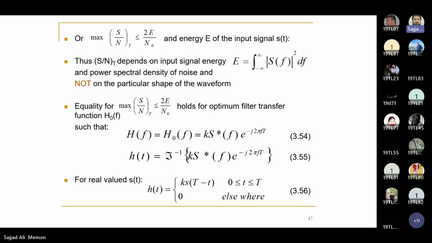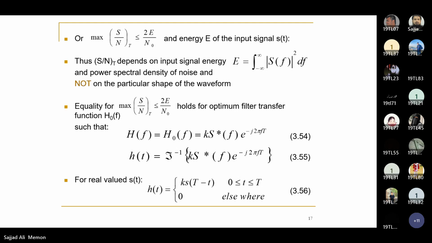Our maximum signal to noise ratio for a sample time T is less than or equal to 2E over N naught, where E is the energy of the input signal s(t), because E is equal to the Fourier transform of S(f) squared. So we can replace this S(f) term with E, and it becomes 2E over N naught. So the signal to noise ratio for sample time T depends on input signal energy and power spectral density of noise, and not on the particular shape of the waveform.